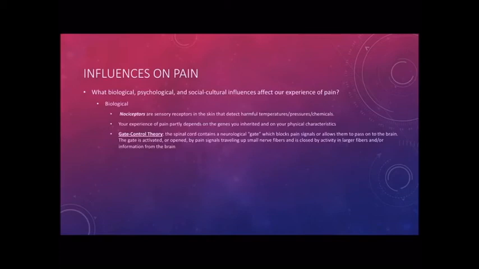So this is the idea that your spinal cord has essentially a gate that can block pain signals or allow those pain signals to pass on to the brain. And so what you really want to know about this theory is that the gate is opened by pain that comes through small nerve fibers. So small pains are actually what trigger this gate to open so that we can feel the sensation, versus activity in large fibers, such as, let's say, getting a massage, actually shuts off that gate and does not allow pain signals to pass to the brain.